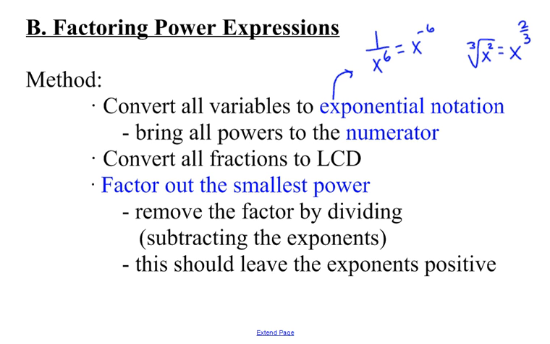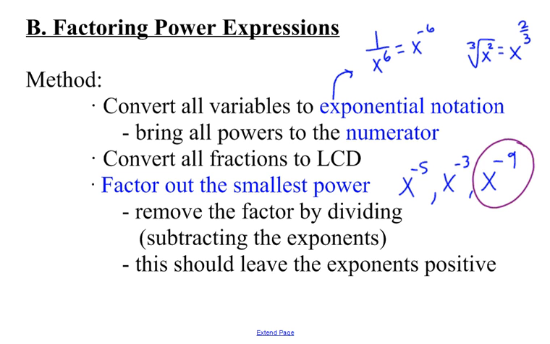Bring all powers to the numerator. So that's what we did here. Convert all fractions to lowest common denominator. That probably doesn't make sense yet. We'll go through some examples. Factor out the smallest power. So which one's smaller, x to the negative 5, x to the negative 3, or x to the negative 9? Yeah, so always factor out the smallest power. So the smallest power in this example would be x to the negative 9, right? Because it's negative, so it's smaller than x to the negative 3.